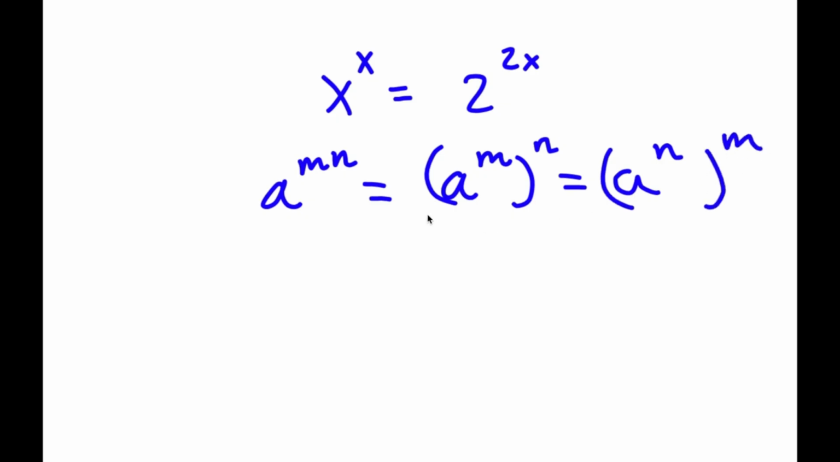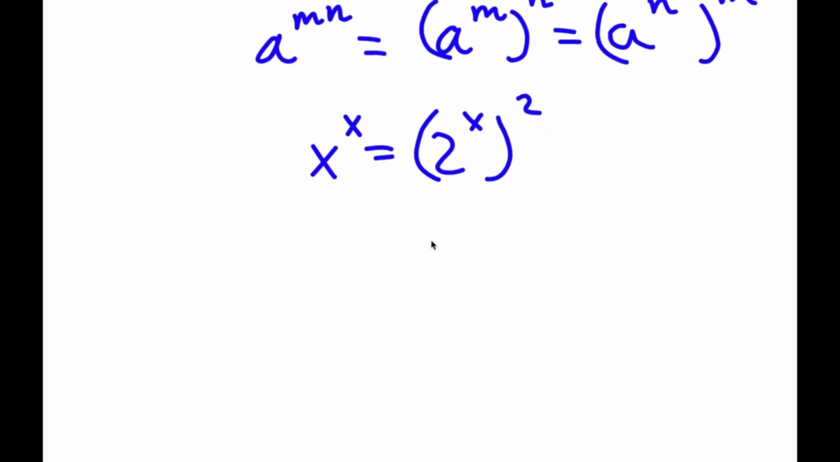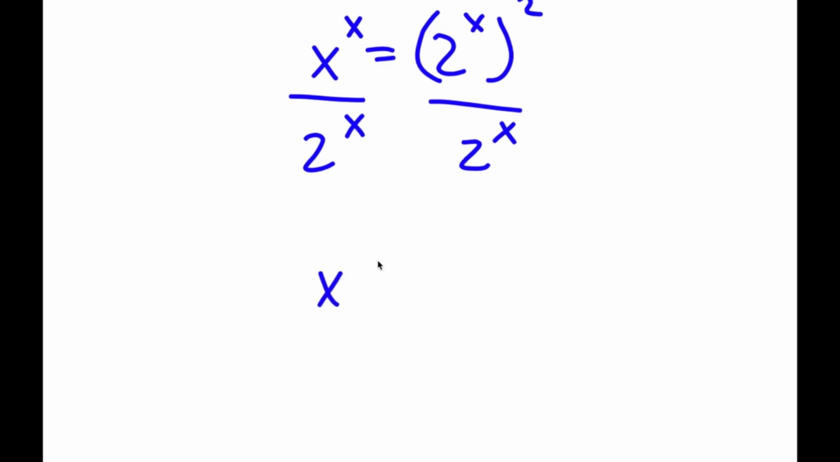So in this case, I have 2 to the power of 2x, and I'm going to rewrite that as 2 to the power of x, to the power of 2. Now, if I divide both sides by 2 to the power of x, I get x to the power of x over 2 to the power of x is equal to 2 to the power of x, because 2 to the power of x squared divided by 2 to the power of x is just 2 to the power of x.